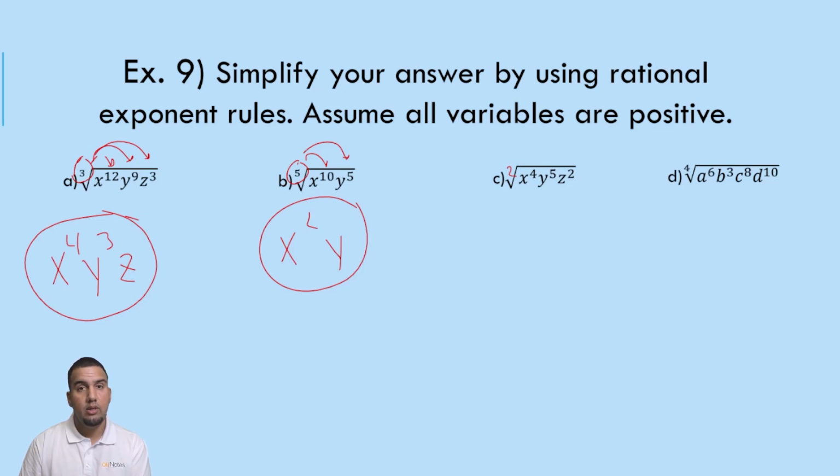Now, I want you to do the first one. X to the 4th. 2 goes into 4 how many times? 2 times. So it's going to be x squared. And it went in perfectly fine, so it's perfect. But then I go to the next one. 2 goes into 5 how many times? And you're going to say it doesn't go into 5. And you're right, it doesn't.